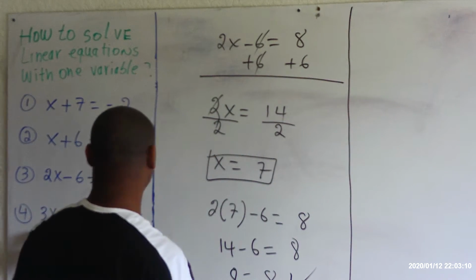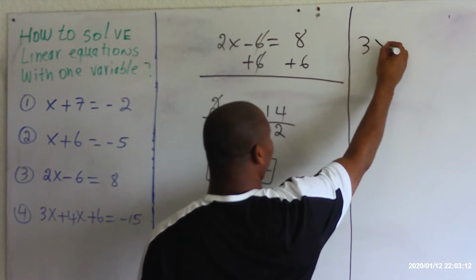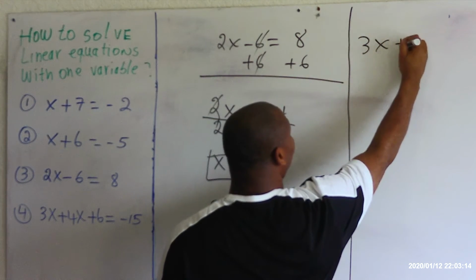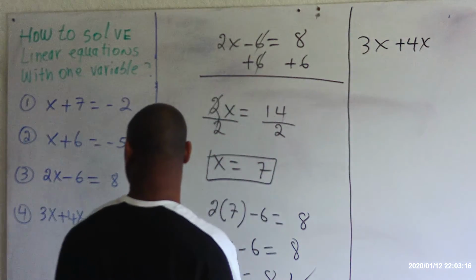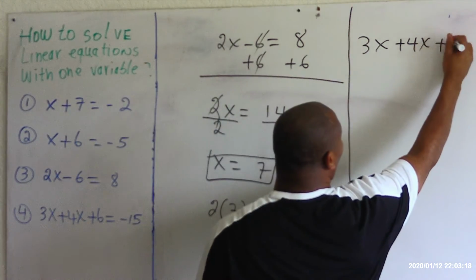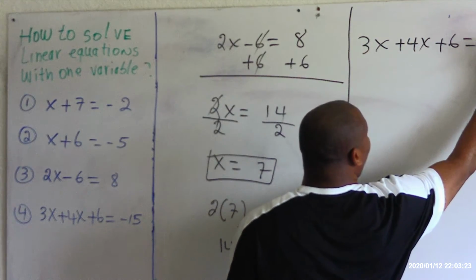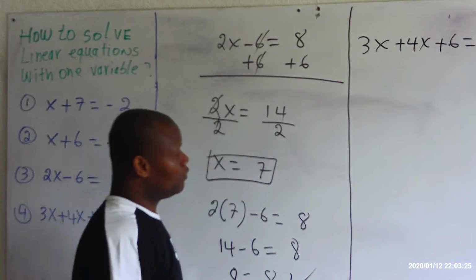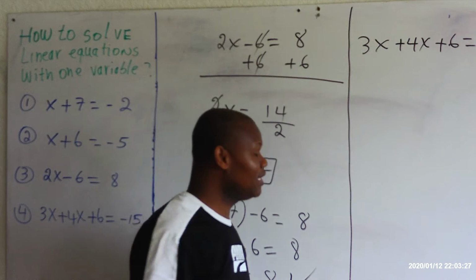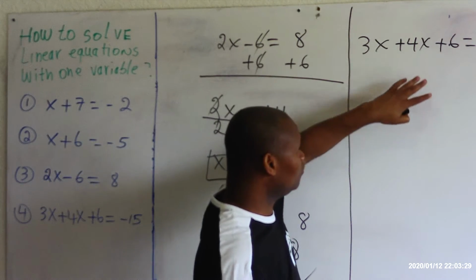So, let's do the last one. The last one is 3x plus 4x plus 6 equal negative 14. Alright. So this one is a little bit complicated, but don't worry. We're going to do that.